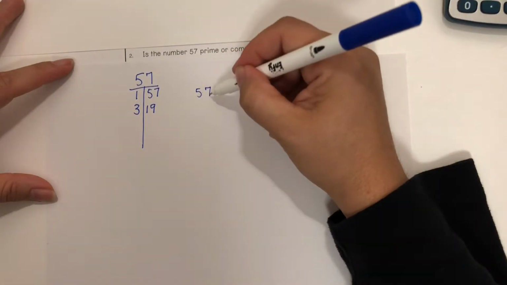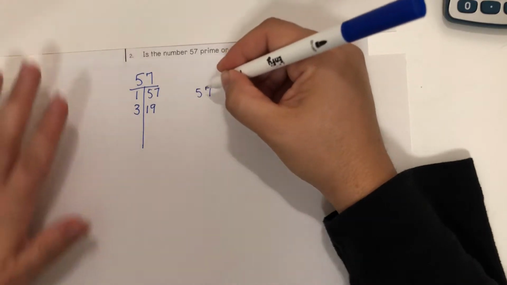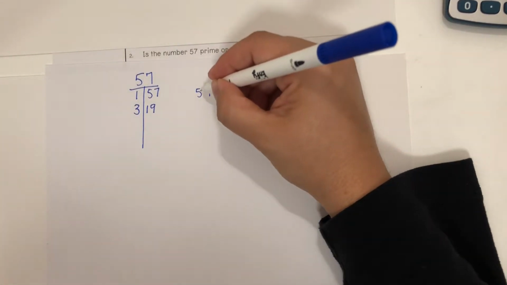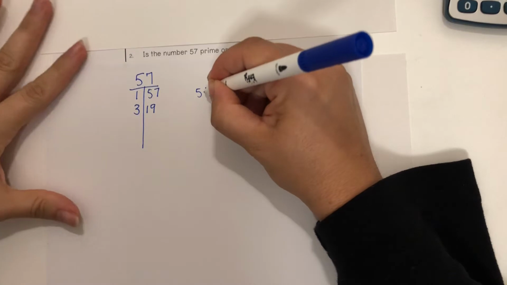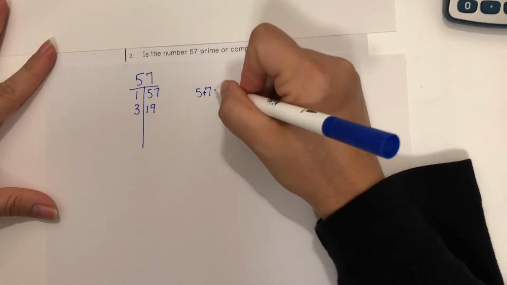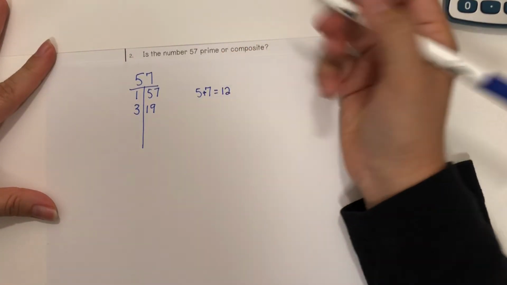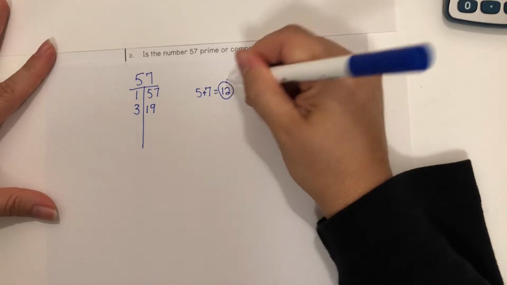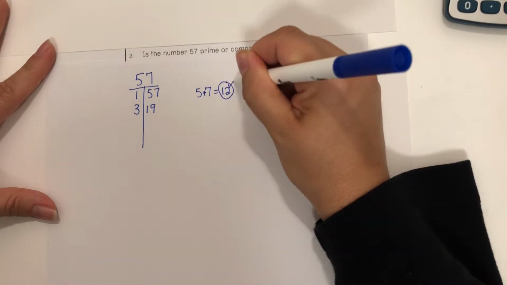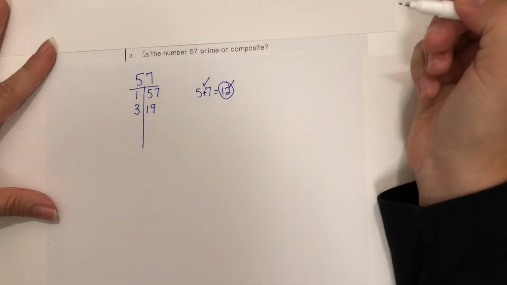So we look at the digits. We don't look at the value of the digits, so we're not talking about 50 and 7. We're talking about the 5 and the 7. We add those two numbers up, and we get 12. And since 12 is evenly divisible by 3, that means that so is 57.